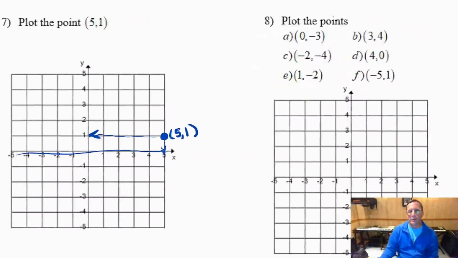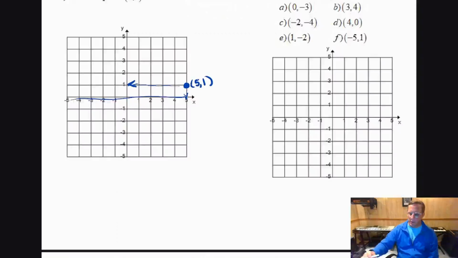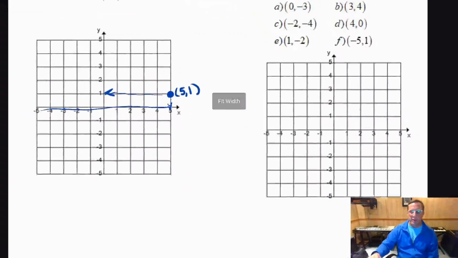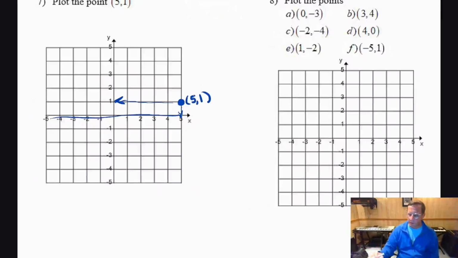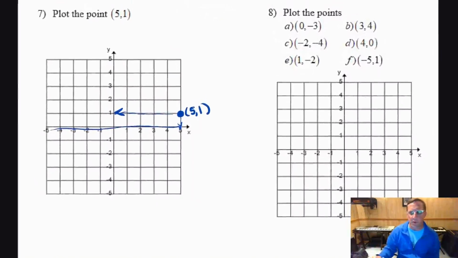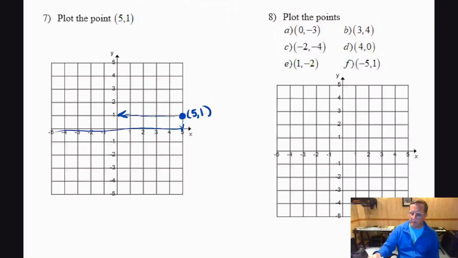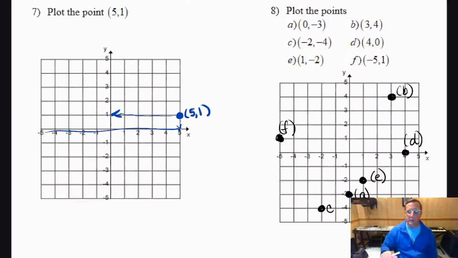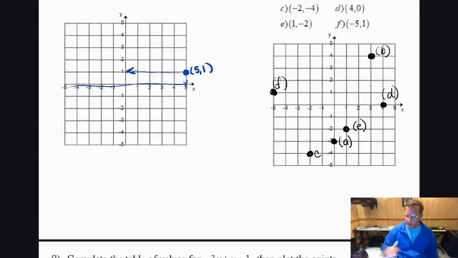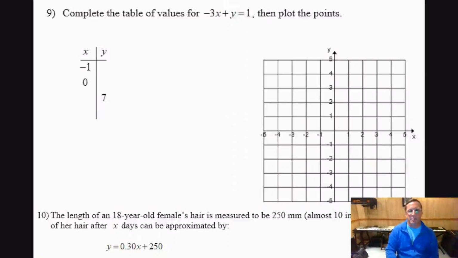And then for number 8, just go ahead and solve these. I'll go ahead and do them too, but you can pause the video, just graph and make sure everything matches what I have. So hopefully your points kind of match what I have. All right, now moving on to number 9 here, we've got complete the table of values for the equation, then plot the points. So let's do that.